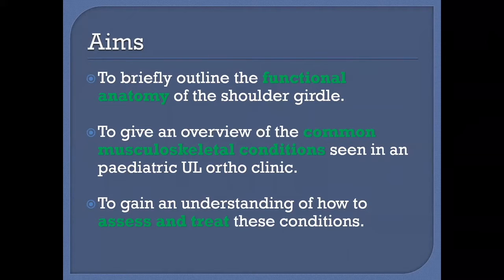So the aims of the in-service: I'm going to briefly outline the functional anatomy of the shoulder girdle, to give a brief overview of the common musculoskeletal conditions seen in a paediatric upper limb orthopaedic clinic, and then hopefully to gain an understanding of how to assess and treat these conditions.